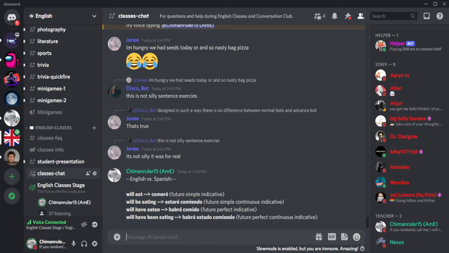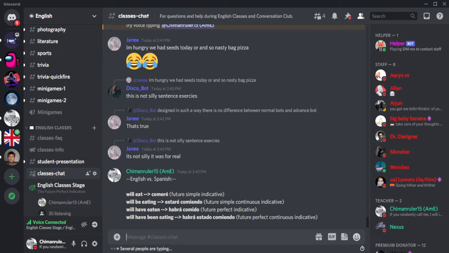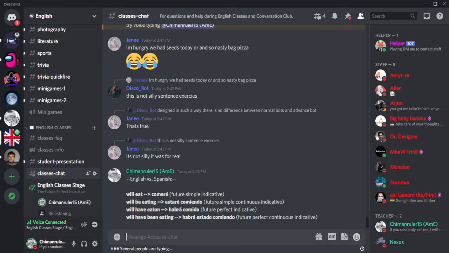In English, for the future perfect indicative, we will have eaten. In Spanish it will be habrá comido. And for the future perfect continuous indicative, wow, tenses are so complex. In English we will have been eating. And in Spanish we have habrá estado comiendo. So there's a correspondence here.